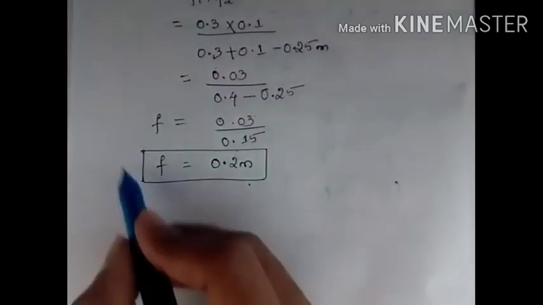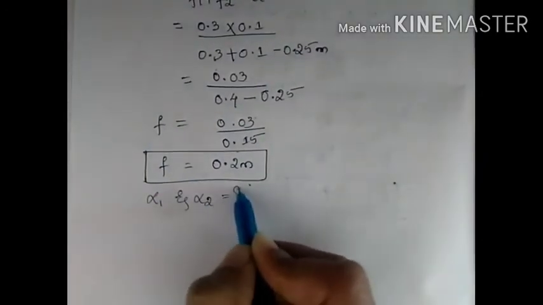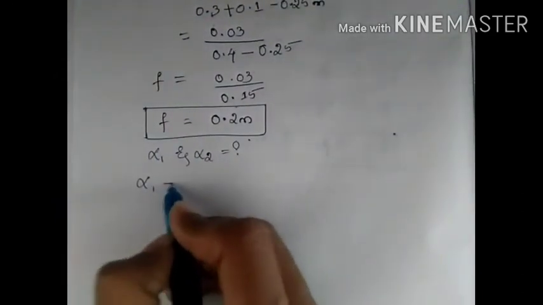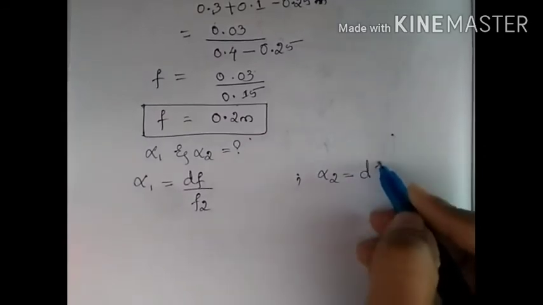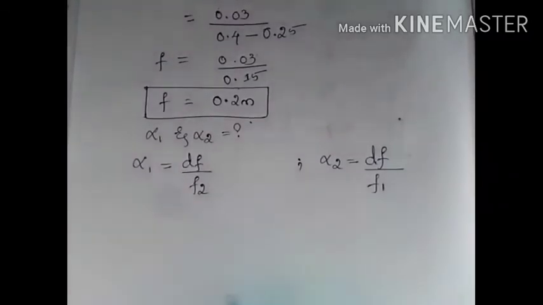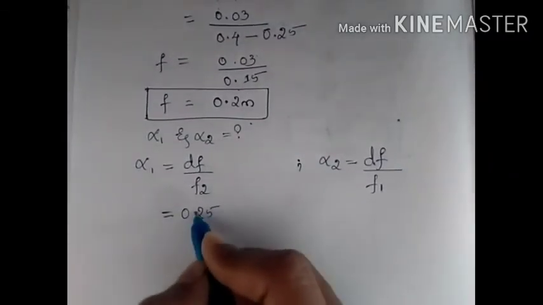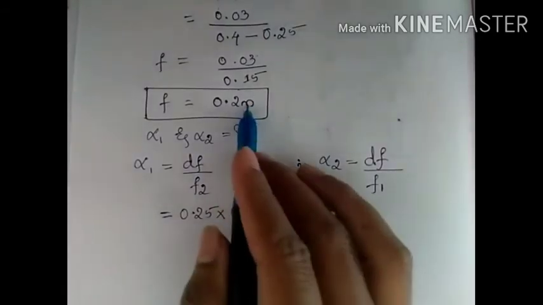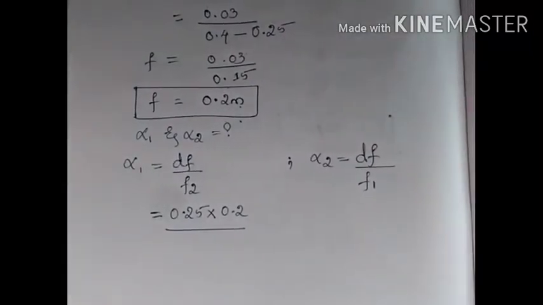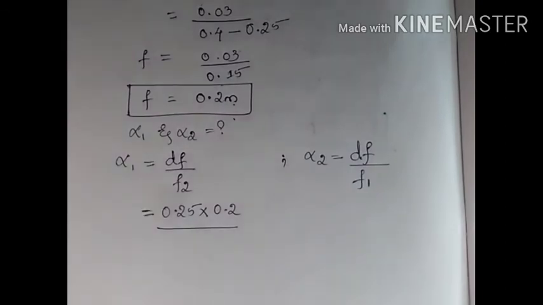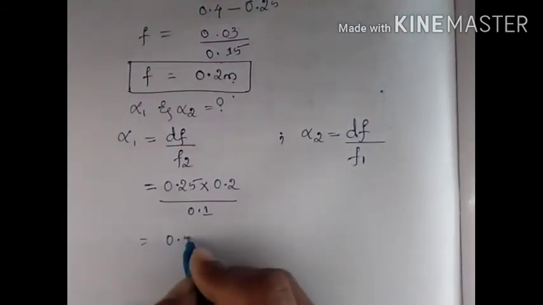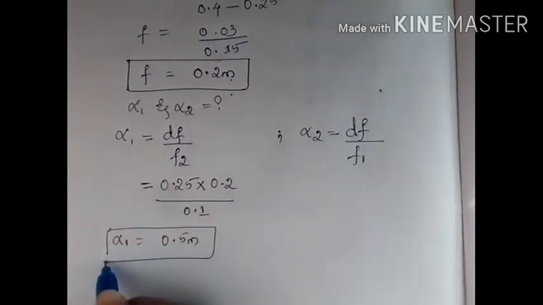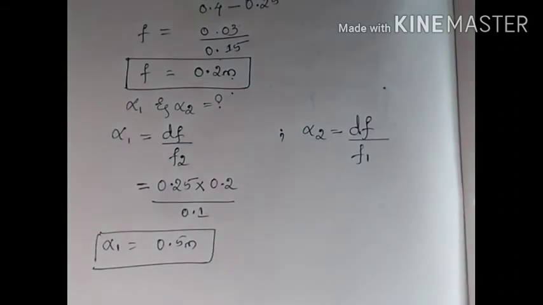So again you have to find alpha 1 and alpha 2. We know alpha 1 is equal to df by f2 and alpha 2 is minus df by f1. Now d is 0.25, which is multiplied by f, that is 0.2, which we got here, divided by f2, the focal length of the second lens, that is 0.1. Now 25 twos are 50, divided by 0.1, so that gives 0.5 meters. So alpha 1 is 0.5 meters to the right side of the first lens, so it is a positive value.